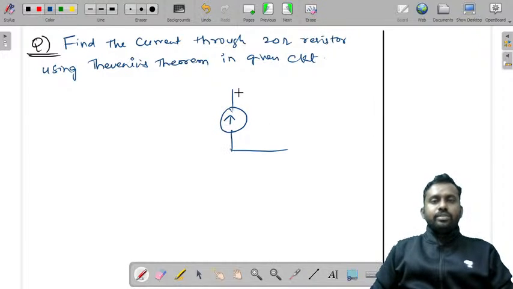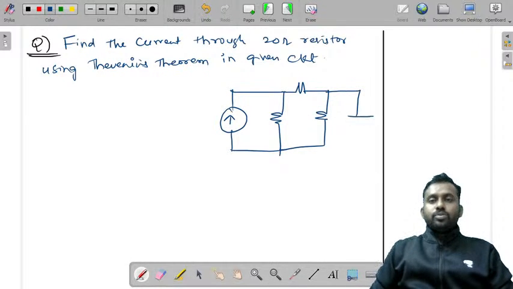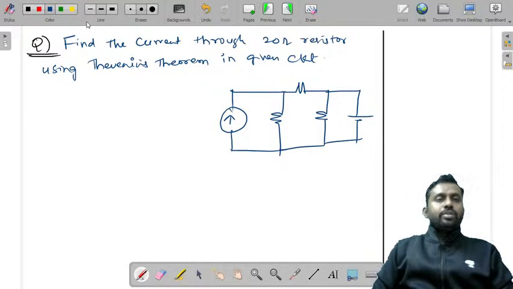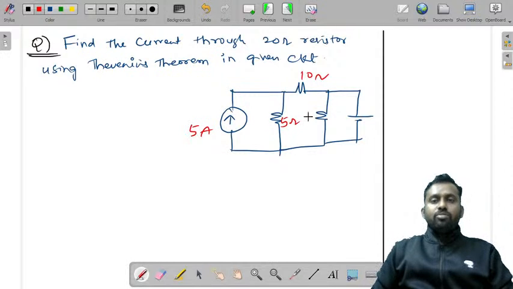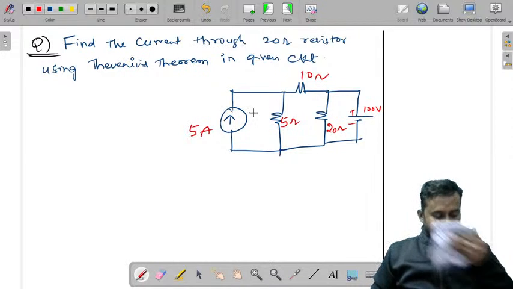There is a current source. I'll just write directly what we'll do. And there is a resistor. There is one more resistor. You have a parallel resistor again. There is a voltage source. So the values are given something like this. This is 5 amperes, 10 ohms, 5 ohms, and 20 ohms, and this is 100 volts. So this is the question given to us.